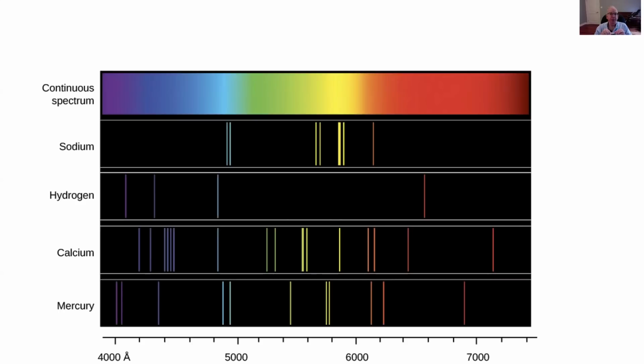This is the light being emitted by a variety of different elements, okay? The one here, this is hydrogen, one of the ones I showed you. On the top, we've got what the continuous spectrum looks like, right? So this is all the wavelengths present. Sodium, hydrogen, calcium, mercury, those are chosen pretty much at random. They're just the elements that happen to be in this picture when I found it.